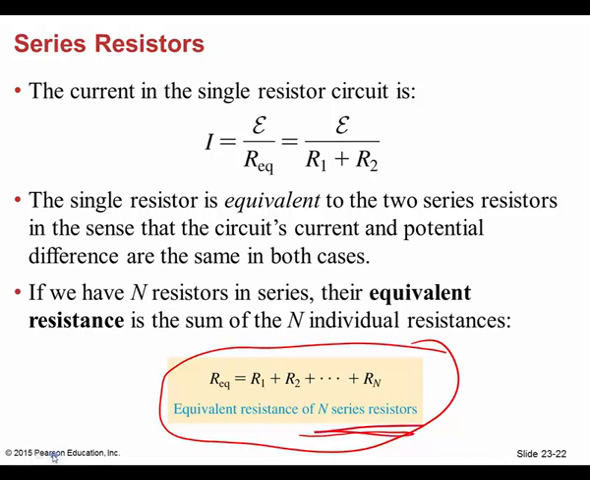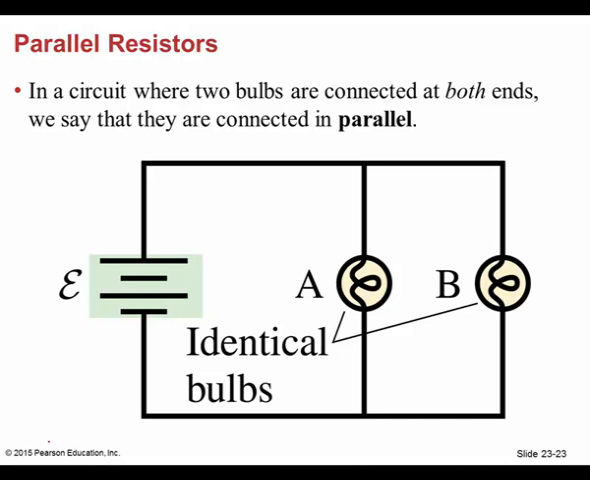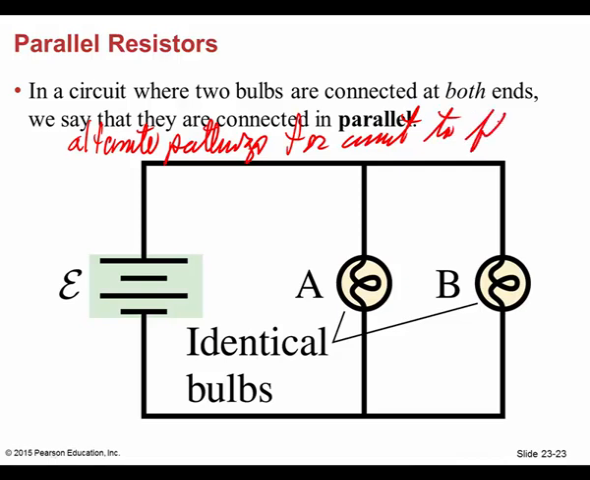Series. Then you just add them up. Okay, what about parallel resistors? Well, here we see two side by side. Notice, in parallel, we have alternate pathways for current to flow.